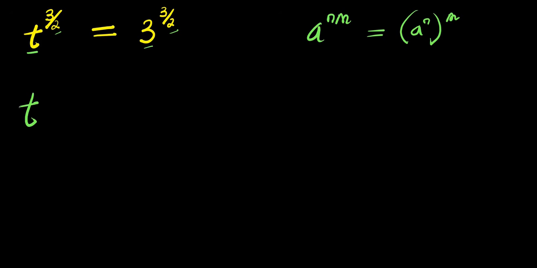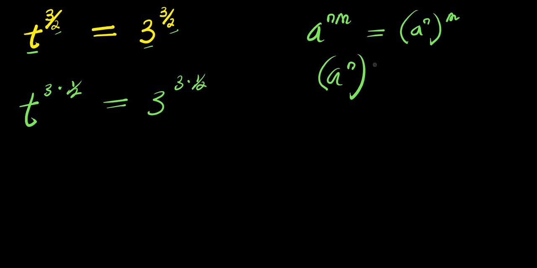I'll have t to the power of 3 times 1 over 2, and this equals 3 to the power of 3 times 1 over 2. Now, if you also have a to the power of n to the power of m, this equals a to the power of m to the power of n, and this equals a to the power of n times m. So we can actually switch these powers.